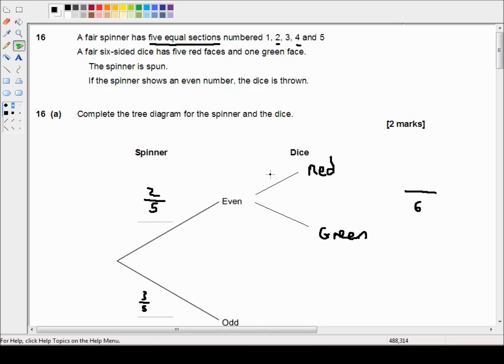So it has 5 red faces out of a total of 6 faces. So the chance of the dice landing on a red face is 5 over 6, and the chance of it landing on a green face is 1 over 6.